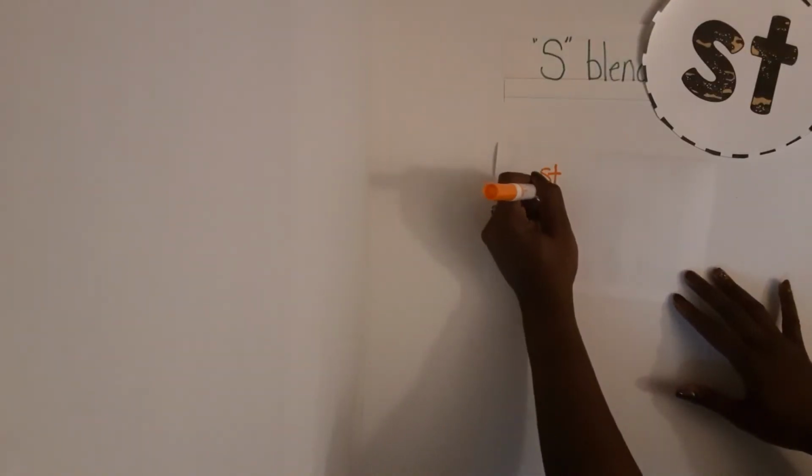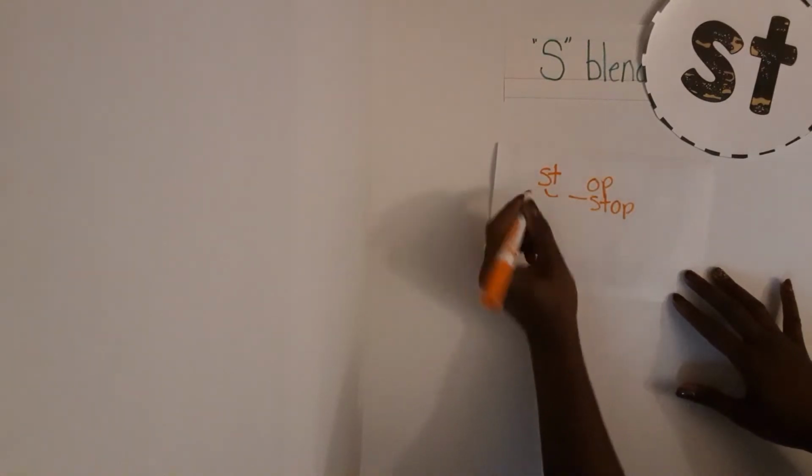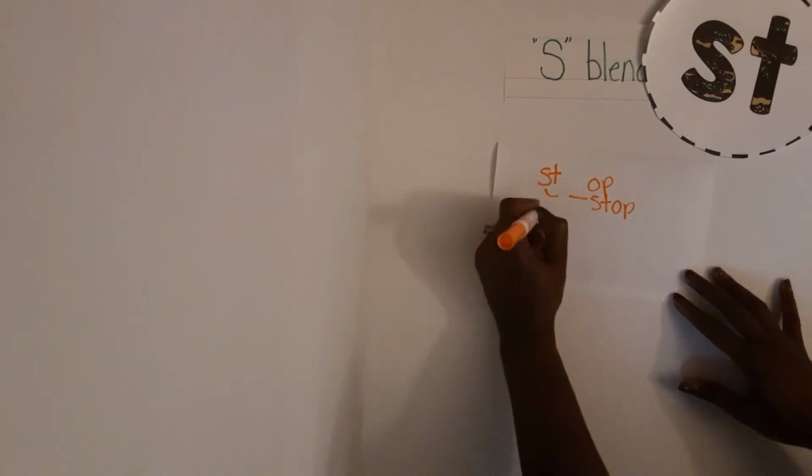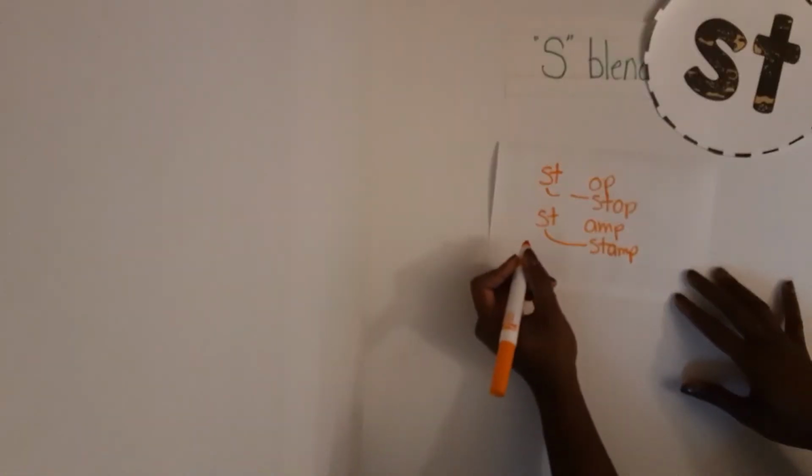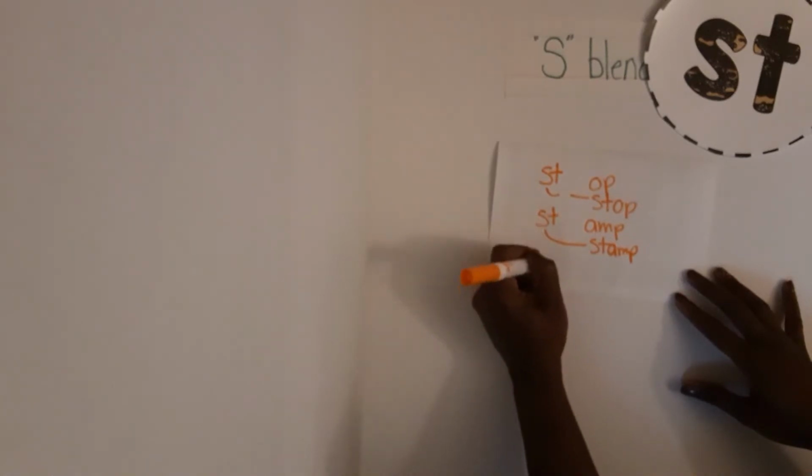So let's take a look at ST. If we put ST at the beginning, that says st, and OP at the end, that says st, stop. We have ST again, and at the end I'm going to have AMP. So that's st and amp. Together I have stamp. And then if I have ST and ICK, I have st and ick. Together that makes stick.